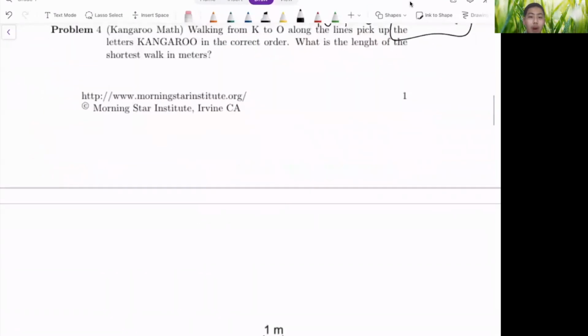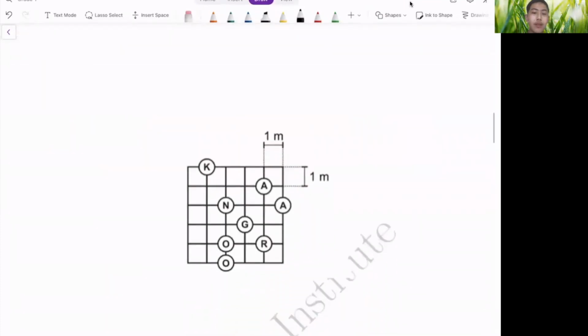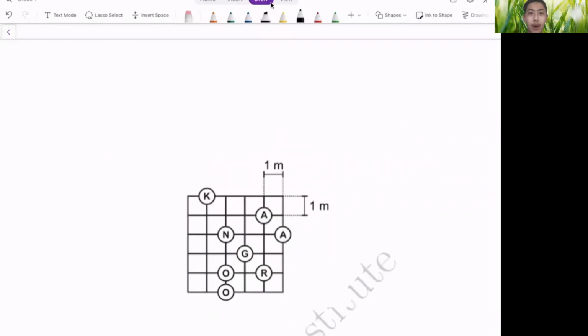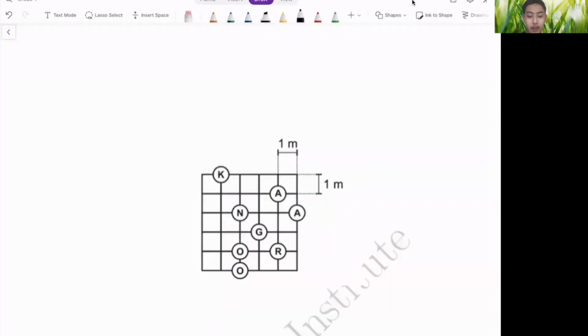Problem 4. Walking from K to O along the lines, pick up the letters kangaroo in the correct order. What is the length of the shortest walk in meters? So this is the drawing that we have at the bottom. So now let's write it out. So we just have to get from the K to the O. So let's start this journey. So first off, we have 1, 2, 3 right here. So that's 3. And then we have to the A, that's 1. So we add a 1.